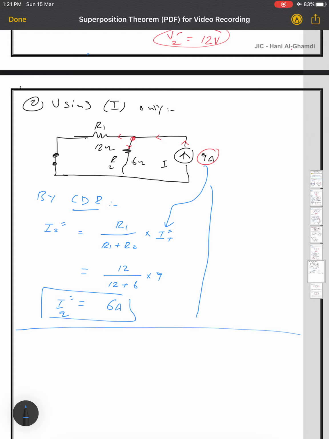Okay, what else do I need to find? I need to find V2 double prime. It will be I2 double prime multiplied by R2, which is 6 multiplied by 6. How much?